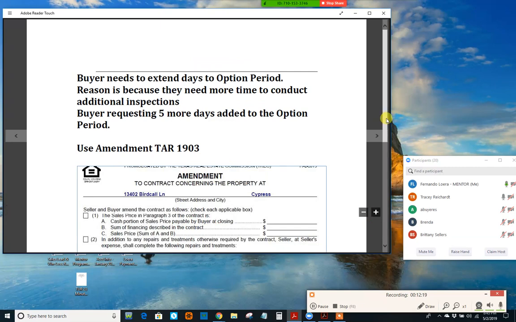Okay, so the most common thing that you will always pretty much encounter a lot of is the buyer needs to extend the days of the option period, or it could be the buyer needs to extend the days of the third-party financing, and so on and so forth.